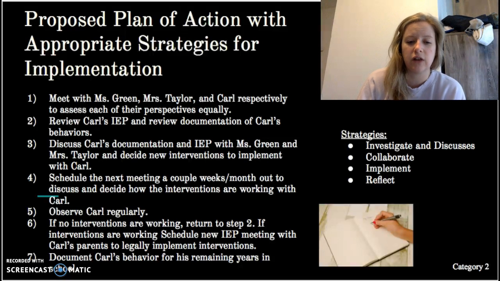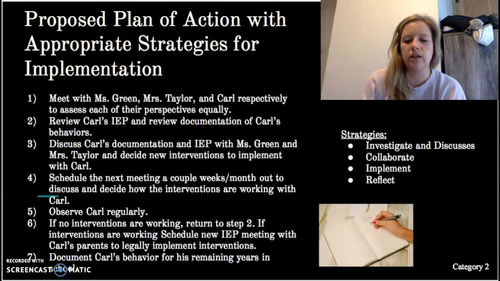This is his best learning environment. I would schedule, but if the interventions we find are working, then I would schedule a new IEP meeting to make these changes with Carl's parents and discuss maybe carrying these through at home and how they're working at school, and hopefully they can work at home, and hopefully the parents would be on board. What they're going through is unique, so hopefully they can put that aside for their student.